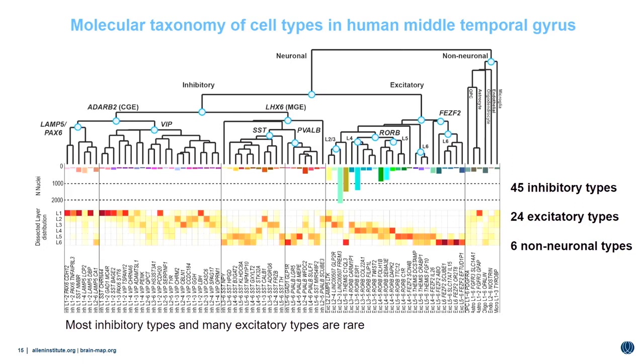For excitatory types, you can see that that's the case for many of the types, but we do have a few dominant types that are made up of several thousand nuclei. So for example, this cluster here contains more than 2,000 nuclei.